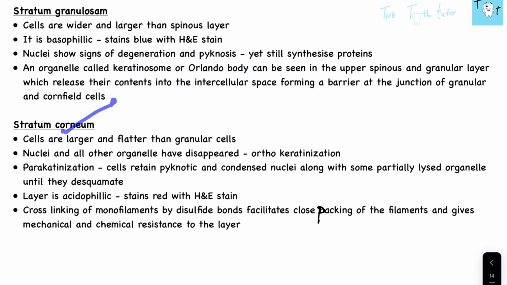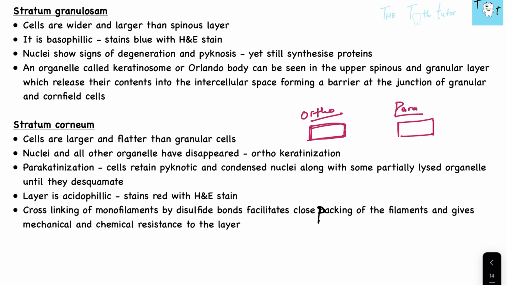Now coming to the top layer, the stratum corneum, the cells are larger and flatter, so it will have the largest cells. And now all the organelles have disappeared. So I told you there are two types of keratinization, right? So there's orthokeratinization and there is parakeratinization. So you will see the difference in this layer. In orthokeratinization, I will have no nucleus, nothing. Okay, it will be an empty cell with proteins.